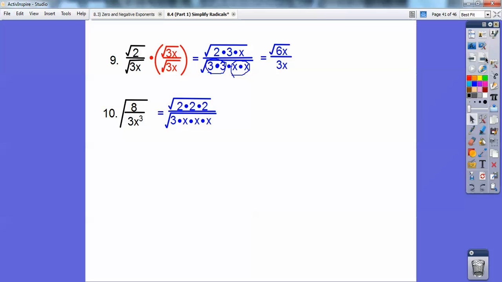Okay, on this one, I'm going to go ahead and separate those. The 8, remember, is 2 times 2 times 2. And there's my 3x to the third. Okay, now I'm going to need two of a kind. I'm going to need another 3 to pair up, you guys. These pair of x's are going to pair up, but I'm going to need one more x to pair up.